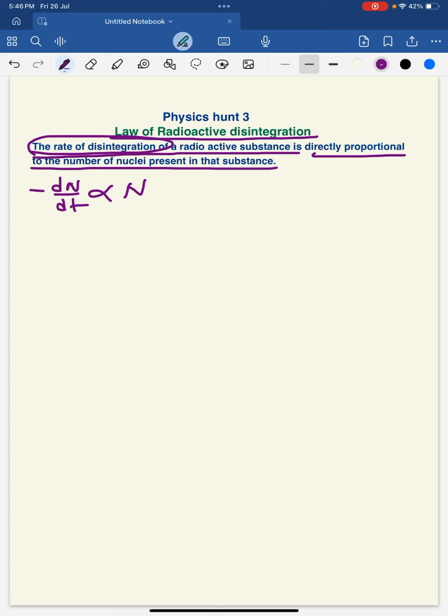That means when time increases, the number of nuclei present in the substance will decrease. That is the reason I took minus here. So I'm going to remove this proportional sign. Therefore minus dN by dt is equal to some constant into N. This constant is nothing but lambda. So lambda means decay constant.